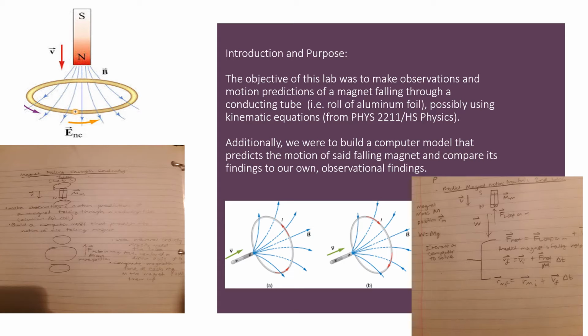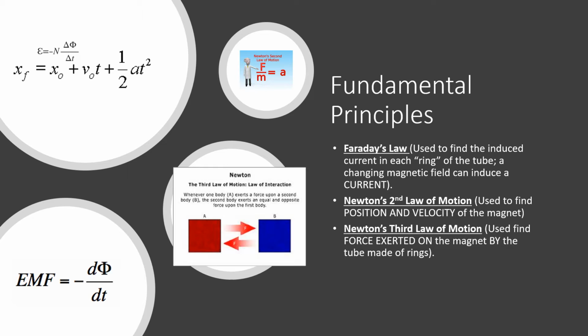In the inset of some photos here, you can see three kinematic equations that could be very useful in this experiment. The fundamental principles that we will be using in this project are, of course, Faraday's law, which we use to find the induced currents in each, quote, ring of the tube. A changing magnetic field can induce a current, as we all know. Secondly, we have Newton's second law of motion, which we can use to find the position and velocity of the magnet at each point in the tube. And finally, we have Newton's third law of motion, which can be used to find the force exerted on the magnet by the tube made of rings.